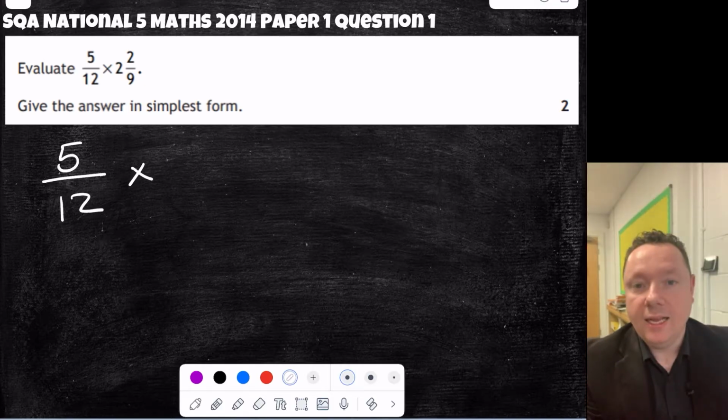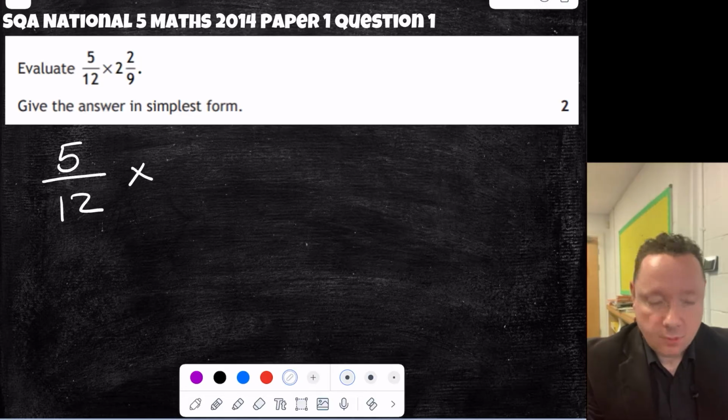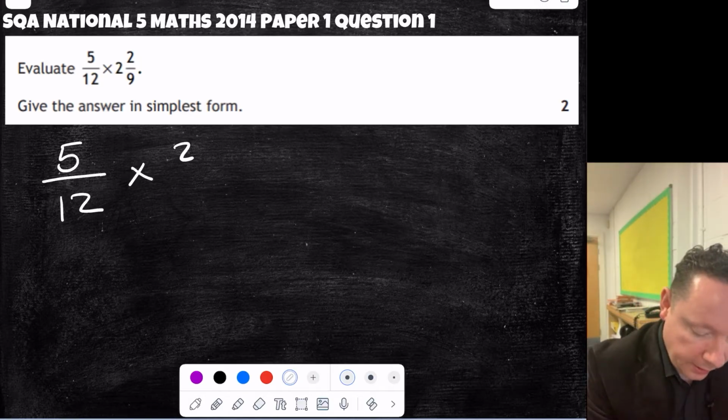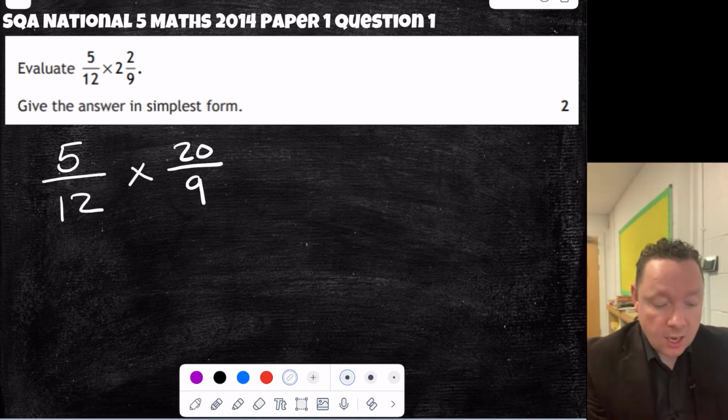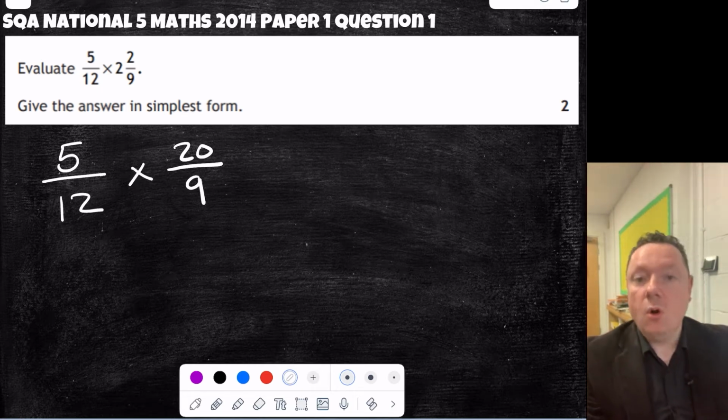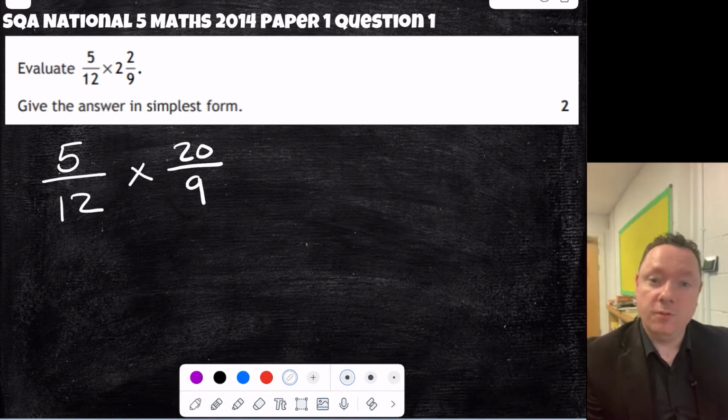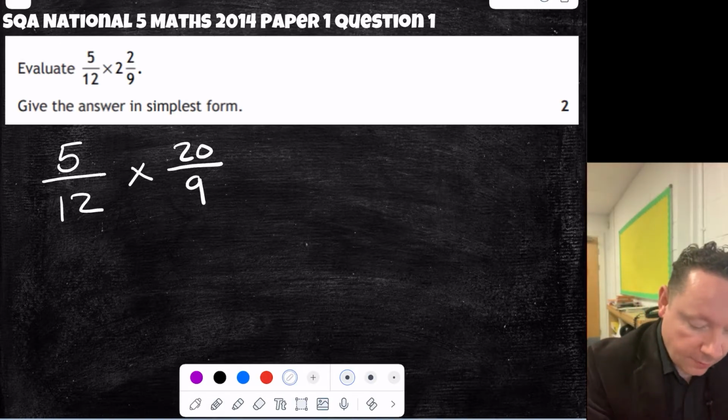2 times 9 is 18. 18 plus 2 is 20, so it's 20 over 9. And now I can do the times. I can times the top and times the bottom, or if you prefer, you can simplify in advance. I'm just going to go ahead and times and then simplify at the end. So I'll do 5 times 20, which is 100, over 9 times 12.